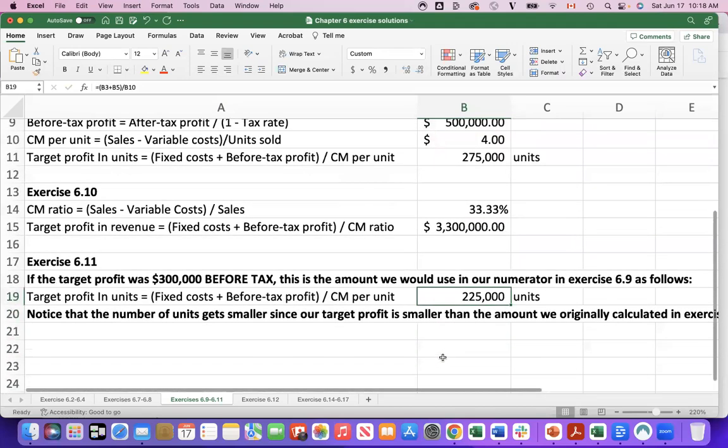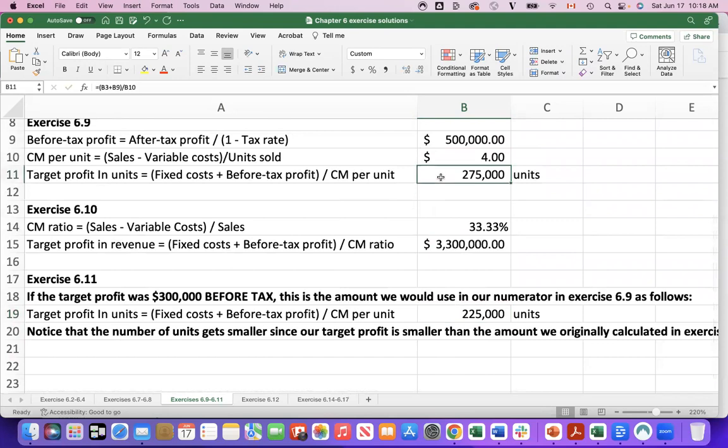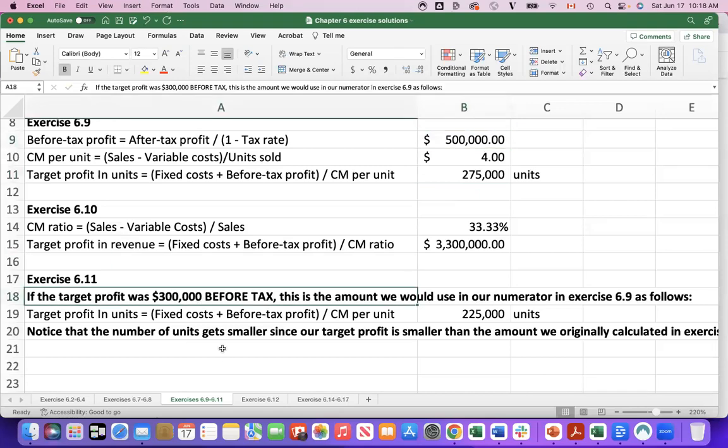And look, compare that to the amount that we calculated originally in 6-9. Our target profit in units was 275,000 units. Now it's 225,000. So the number decreased, which makes sense because our before tax profit goal decreased from originally being 500,000. Now we're saying that the target before tax is 300,000. So our numerator is getting smaller, which means our answer is going to get smaller as well.